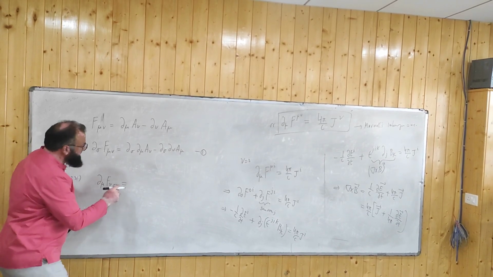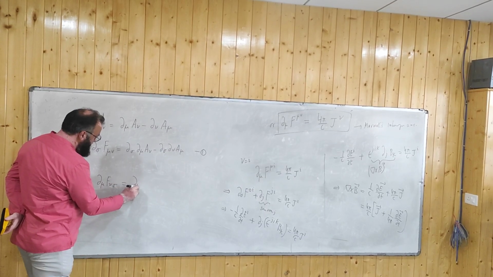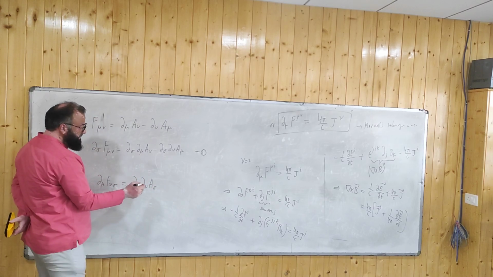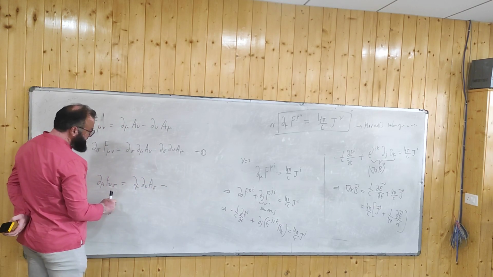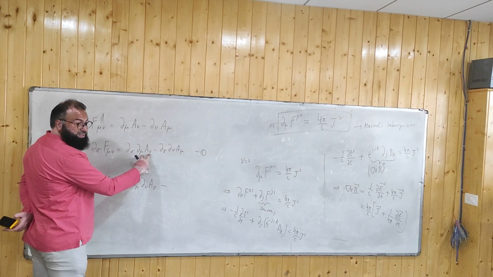Now tell me what it will be. Okay, in this case it will be partial mu, partial mu of sigma. Is that true? Now in this case what will it be? Now tell me. Okay, mu is replaced by nu, is it?